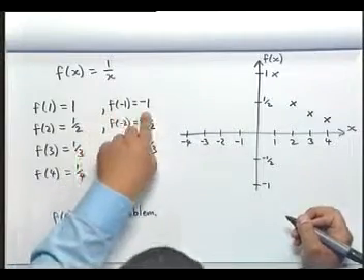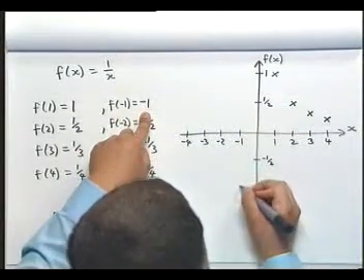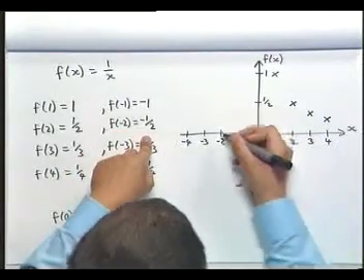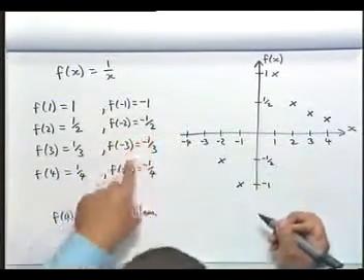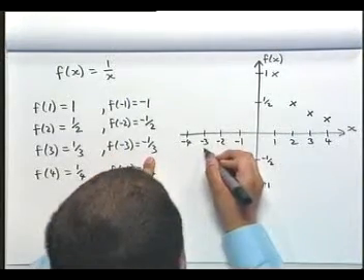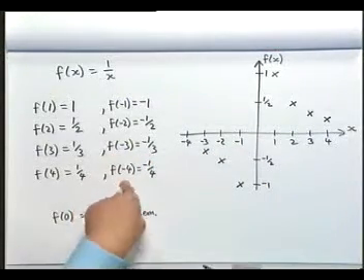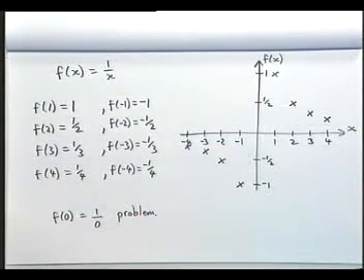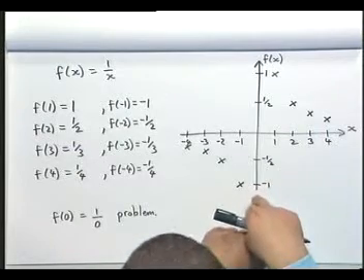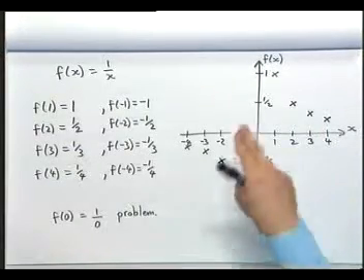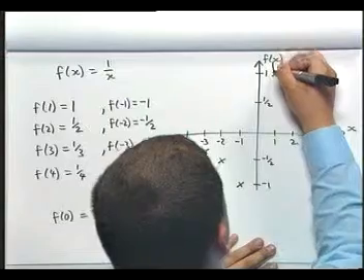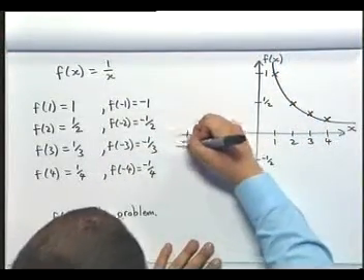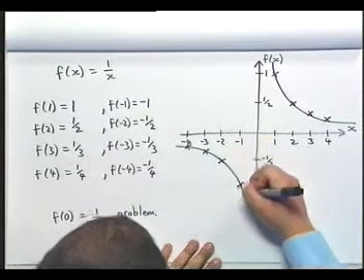We've got minus 1 and minus 1. Minus 2 and minus 1/2. Minus 3 and minus 1/3. And minus 4 and minus 1/4. Okay, and obviously we've excluded 0 from our domain, as we said before. So if we join these points up in a smooth curve, we get something that looks like this.